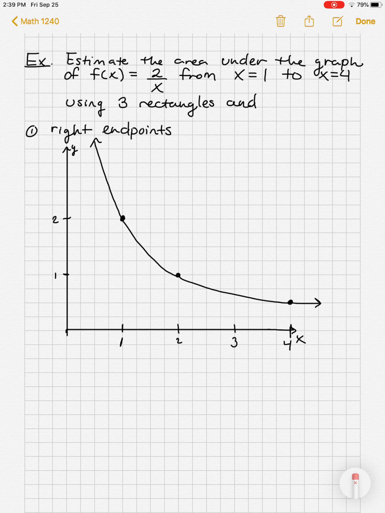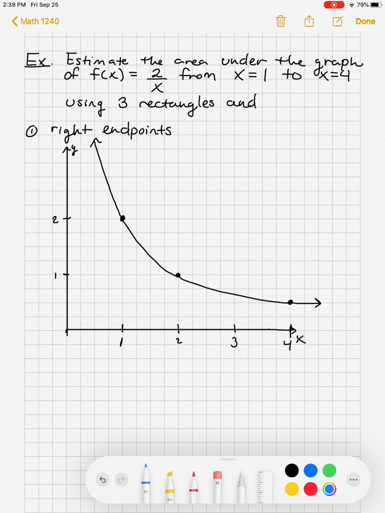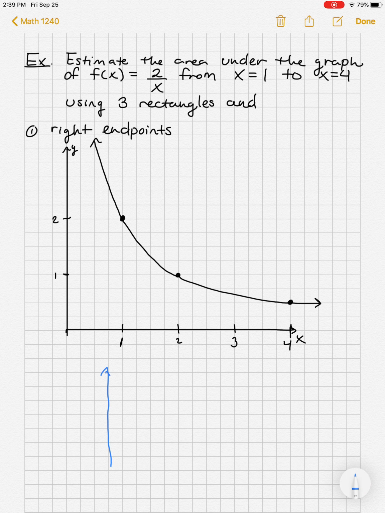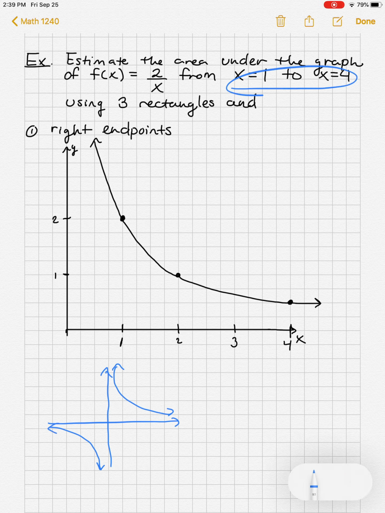Estimate the area under the graph of f of x equals 2 over x from 1 to 4. Okay, so I already did the graph. 2 over x looks like this. It's a stretched reciprocal function. But I'm only interested in between 1 and 4, so I only graphed this side.